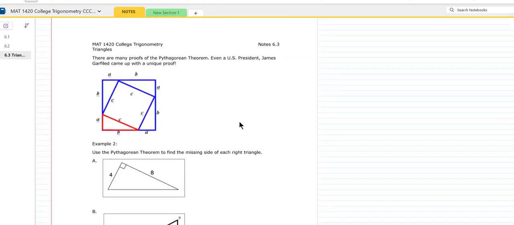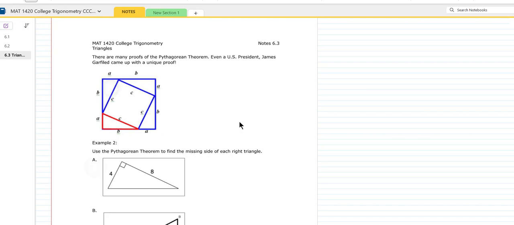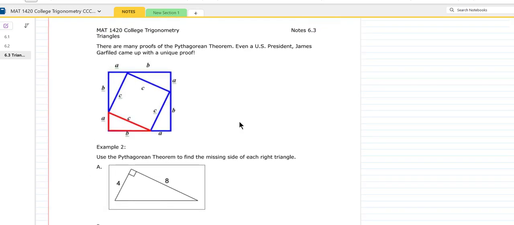Okay, so on the next page, one thing I wanted to mention, a little historical thing, is that there was a U.S. president who proved the Pythagorean theorem, and he came up with his own unique proof. It certainly wasn't a modern president. This goes back to the 1800s. So James Garfield came up with a very unique proof of the Pythagorean theorem. So I'm going to give you one of the simpler proofs that I know.